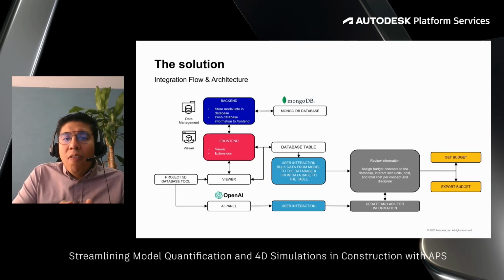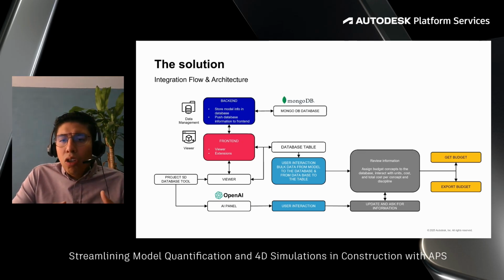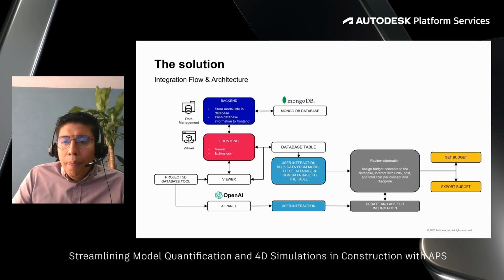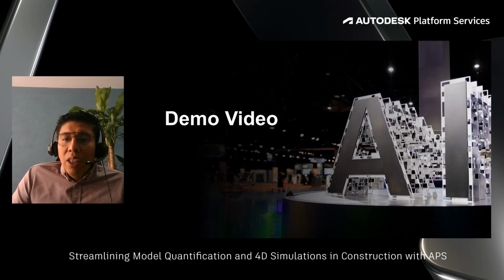And it's pretty much the same for the 5D database module. We will have a viewer and the panel to connect OpenAI to the database. And also, this information is coming from the backend. The backend is going to give us the URL to start the viewer, and then the viewer with the extensions is going to provide us the opportunity to extract the data from the model, and then from the model put it into the database, and push this information into the database. It's a really simple process. Well, let's go to the demo.